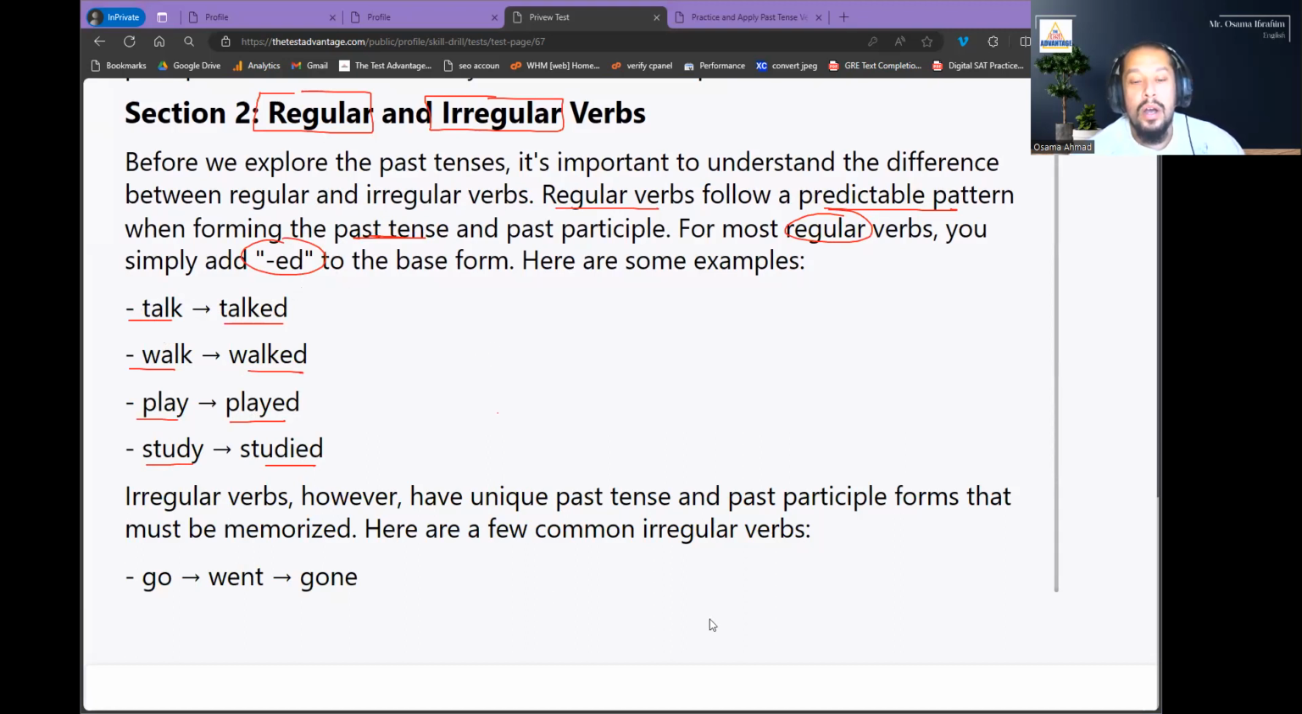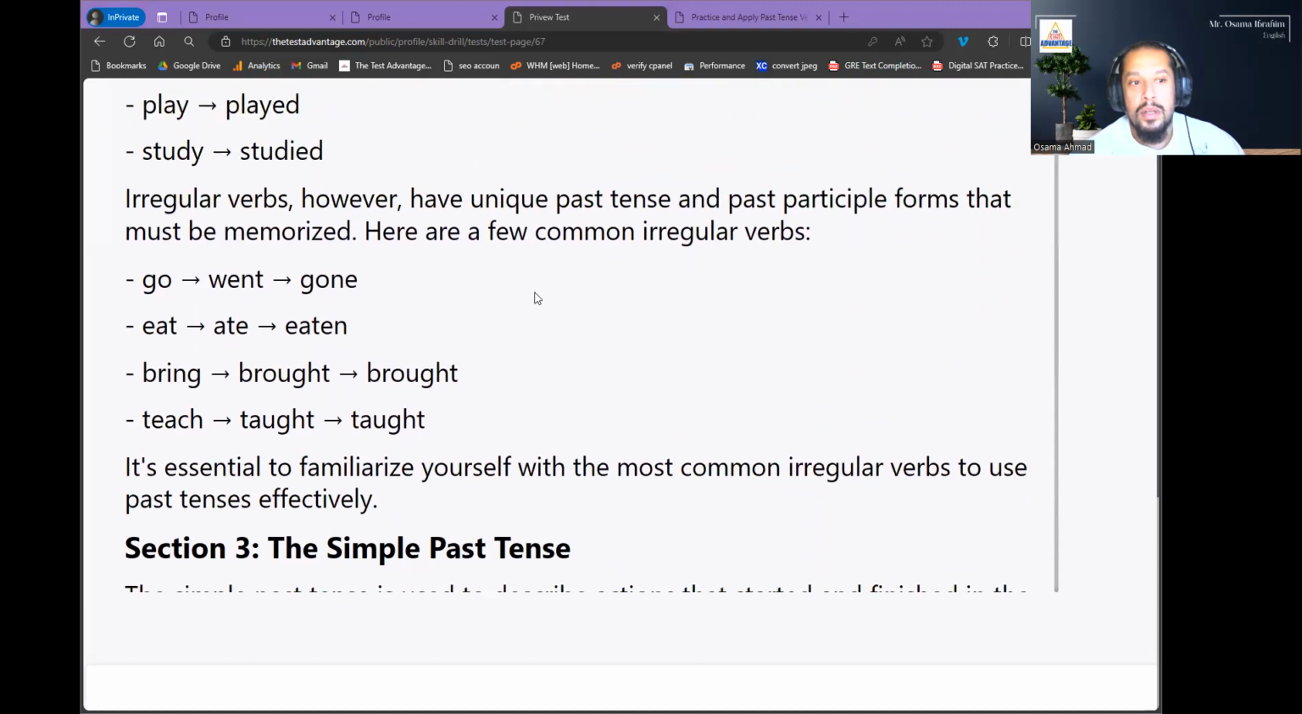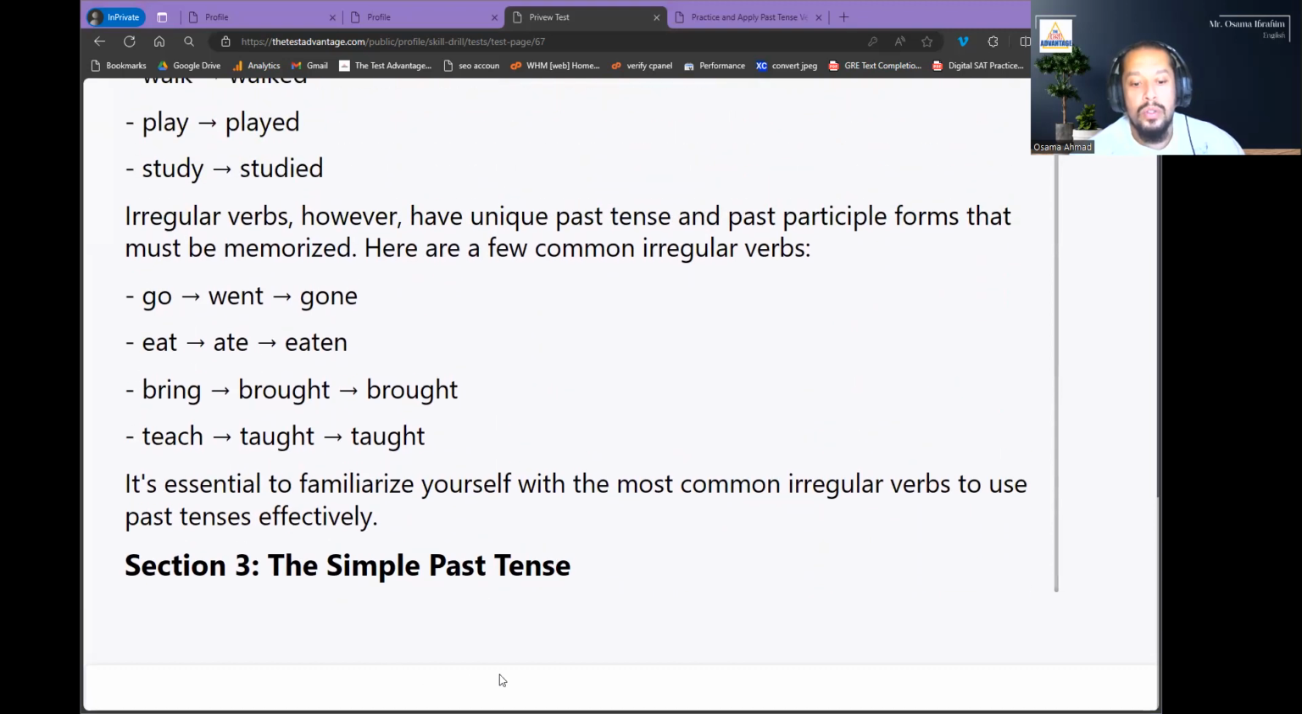But then there are other types of verbs, and these are called irregular verbs. They have a unique past tense and past participle form that must be memorized. Here are a few common irregular verbs. Go, went, gone. You see how it's irregular? It's not ed anymore. Eat, ate, eaten. Bring, brought, brought. Teach, taught, taught.